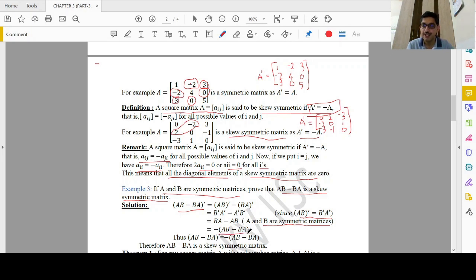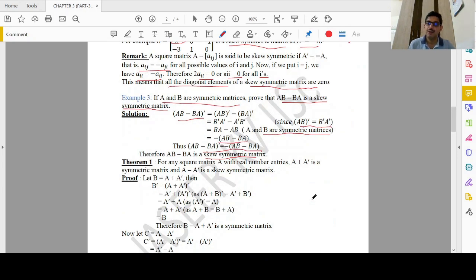So we got (AB minus BA) whole transpose is equal to minus of (AB minus BA), that is negative of the given matrix. So the conclusion is that AB minus BA is a skew symmetric matrix. Now there are two theorems which we will be using to prove that a square matrix can be expressed as a sum of a symmetric and skew symmetric matrices.